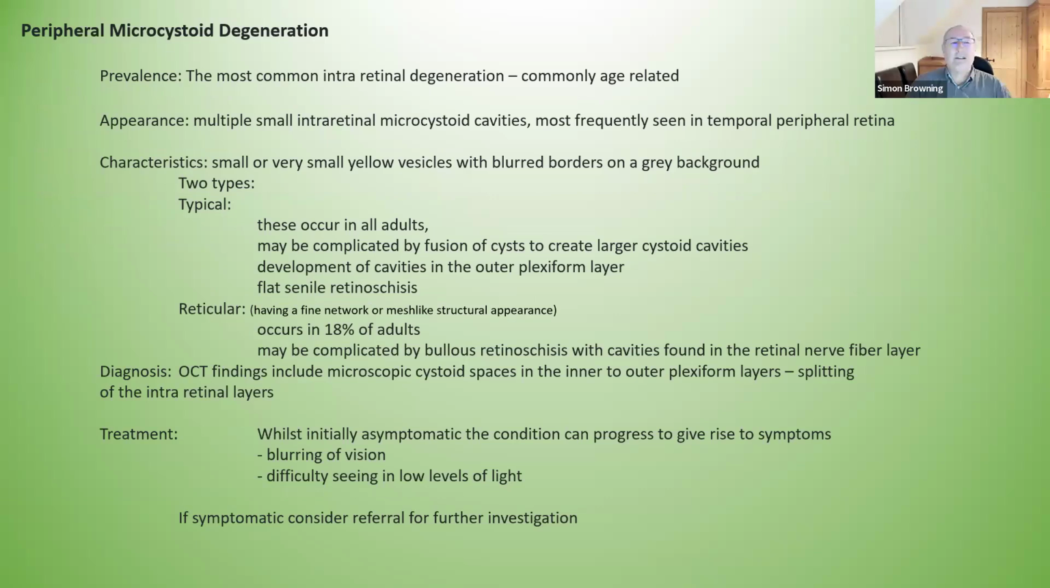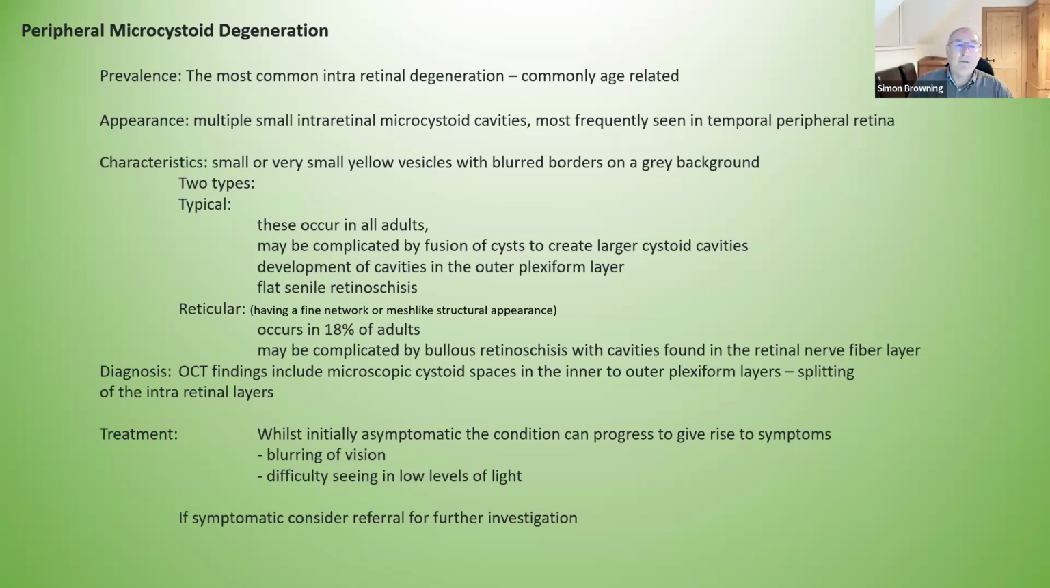So we're going to start with something called peripheral microcystoid degeneration. Now it's very, very common. You will have probably seen it, maybe not quite known what you're looking at, but it's the most common intraretinal degeneration. And as with a lot of these things, it's commonly age-related. The longer you live, the more likely it is to be there.